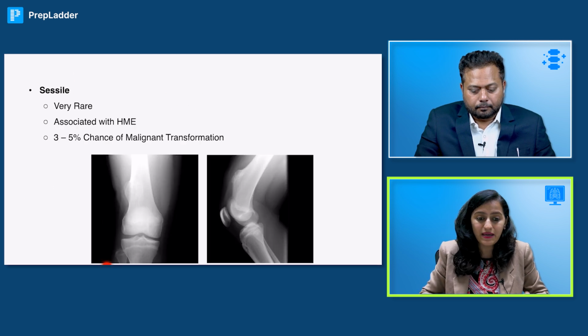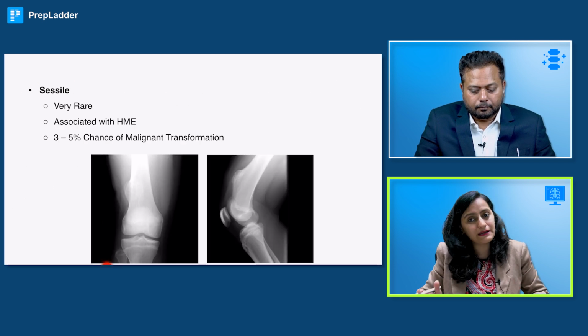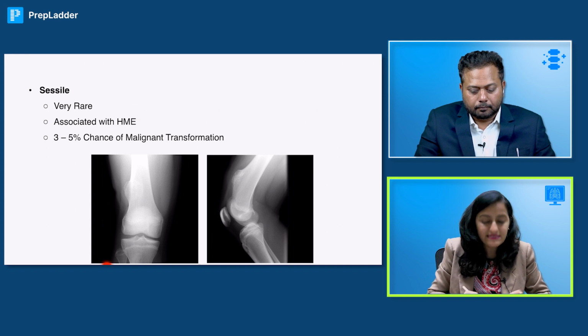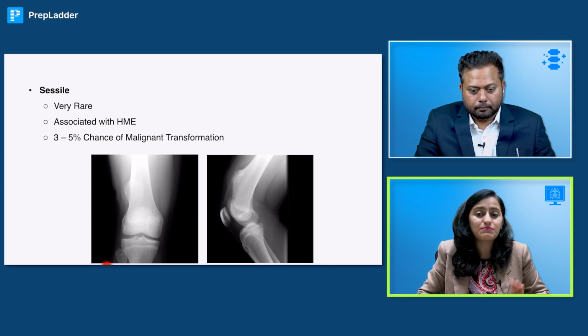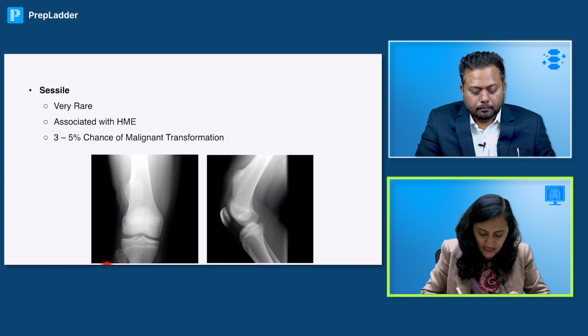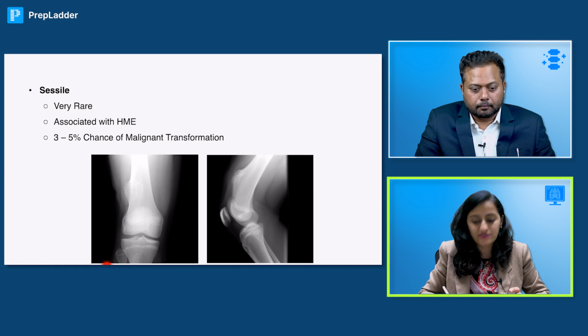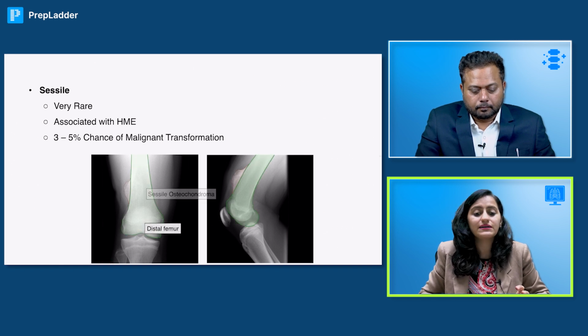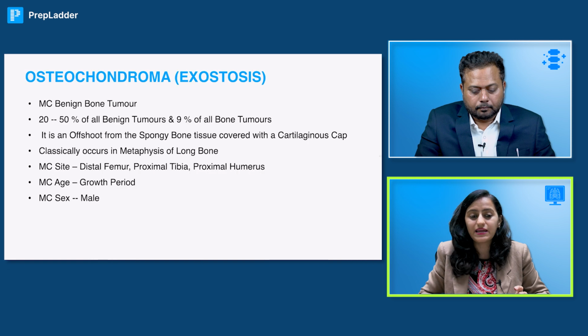Coming to the sessile variant, sessile is more rare and pedunculated is more common. Sessile is associated with something called hereditary multiple exostosis, and it has more chance of malignant transformation. So this outgrowth that you see here, this is sessile. It does not have a stalk. So this is a sessile osteochondroma that you are seeing here, without any stalk.